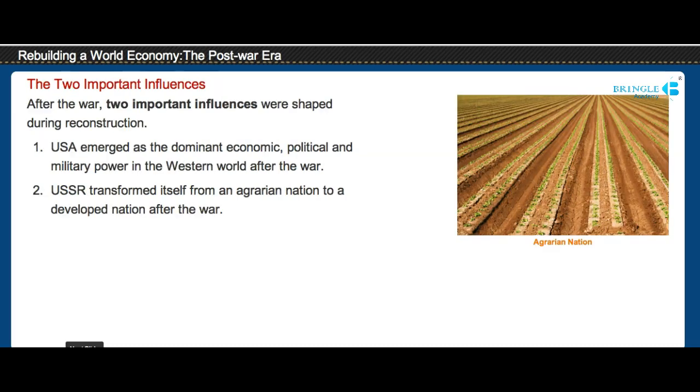After the war, two important influences were shaped. The first one was that the USA emerged as the dominant economic, political and military power in the Western world. And the second one was that the USSR, in spite of the German attack, transformed itself from an agrarian nation to a developed nation after the war.